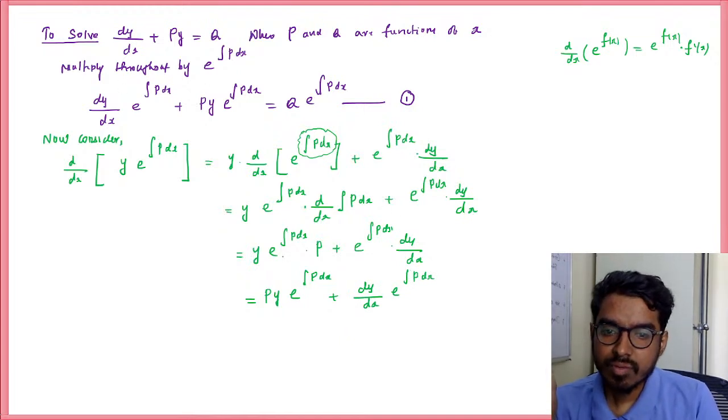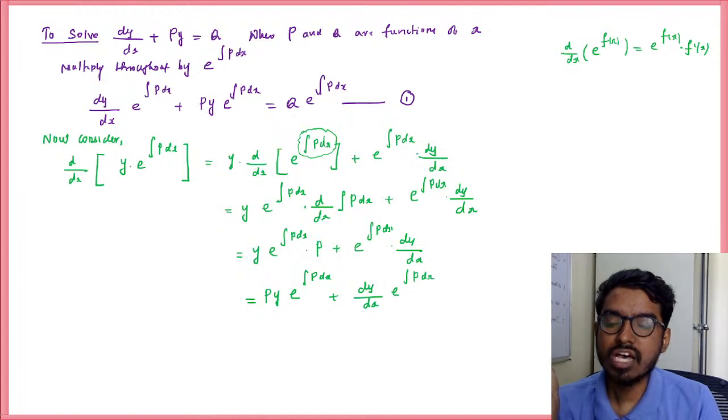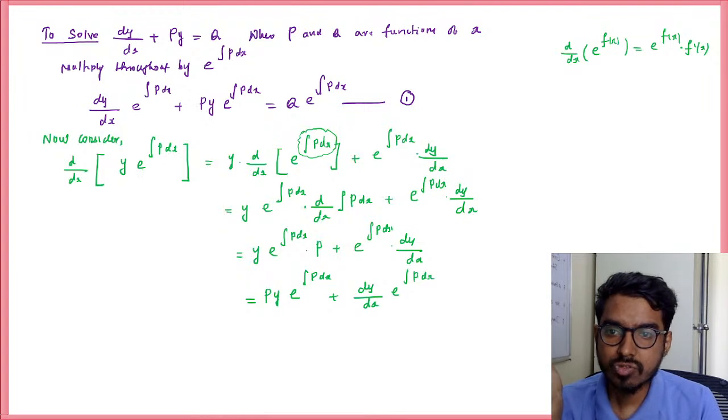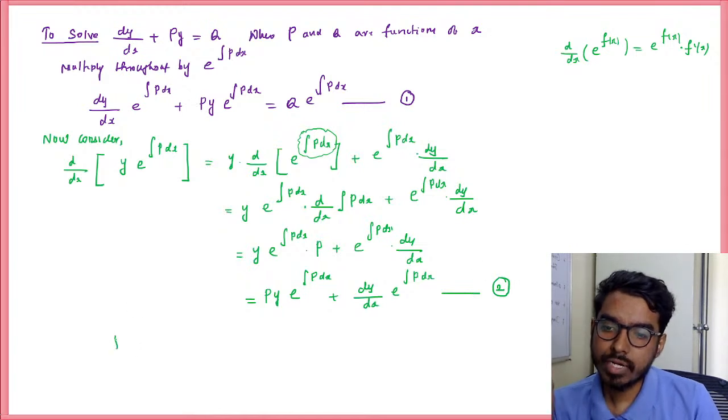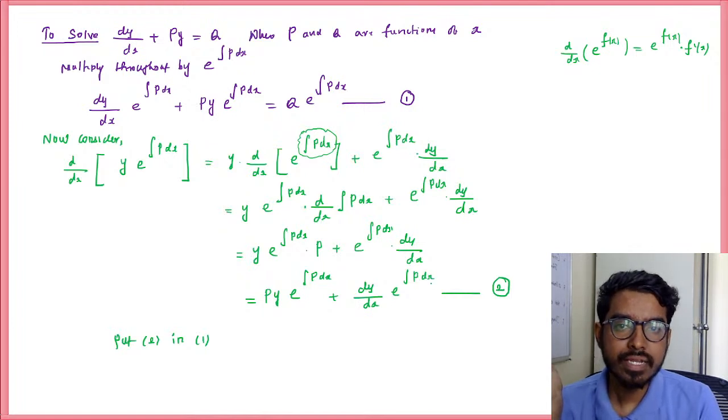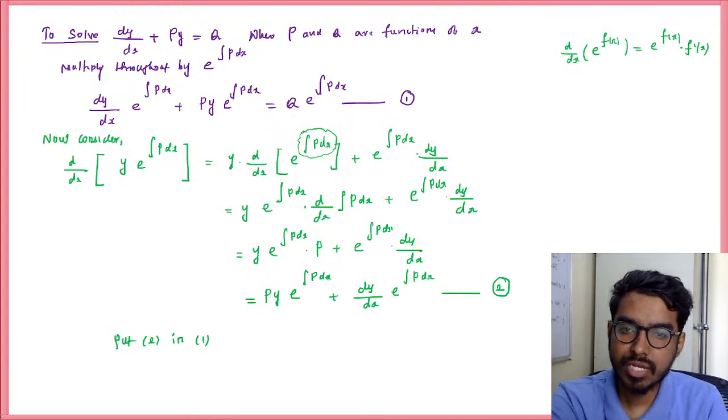Now you can see we have got these two terms, which are nothing but d by dx of y into e power integration of P dx. So let us call this 2. Put 2 in 1. You can see these two terms, Py e power integral P dx plus dy by dx e power integration of P dx. So I can replace these two terms by d by dx of y into e power integration of P dx.